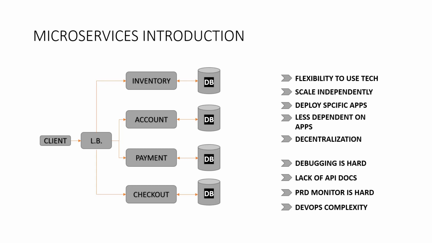The final drawback is the DevOps complexity. The DevOps team will be creating multiple CI/CD pipelines for the microservice architecture. In the case of a monolithic application, the DevOps team will be creating a single CI/CD pipeline, so it is easy to handle and maintain compared to the microservice approach. So we have seen the drawbacks of using microservices architecture.